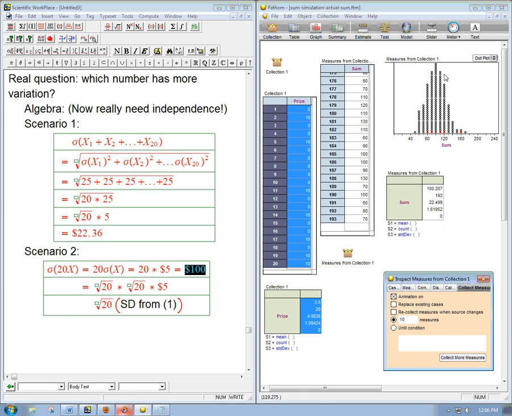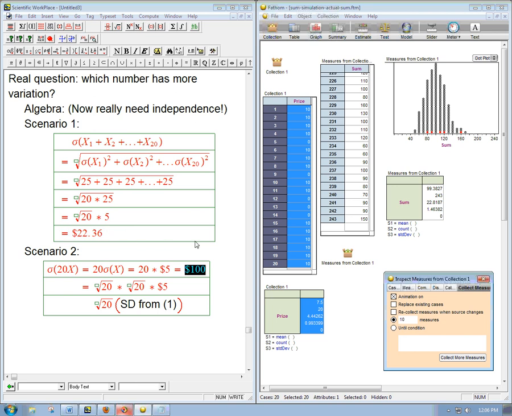I get a nice curve in the middle. And in fact, what I claim is it's going to approach a normal distribution, which is a pretty huge theorem in statistics. But we're not getting there yet. Let's look at the stats here. 99.38. Okay, so on average, I'm winning $100. That was our expected value. And look at what this standard deviation is, 22.8. That's getting pretty close to the prediction of 22.4.